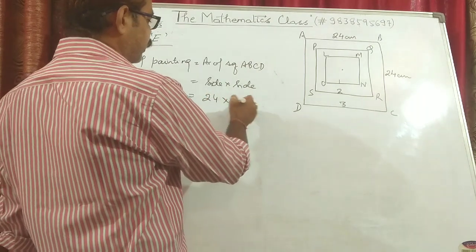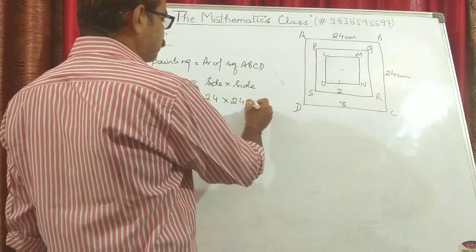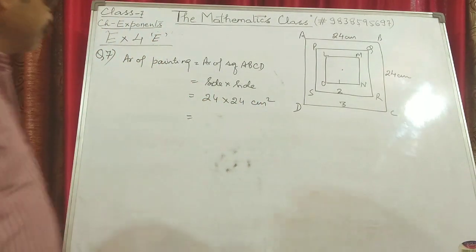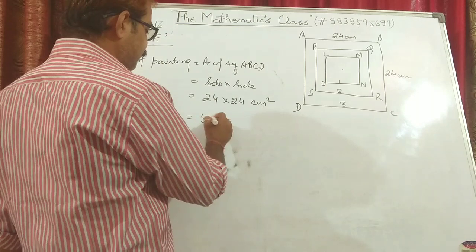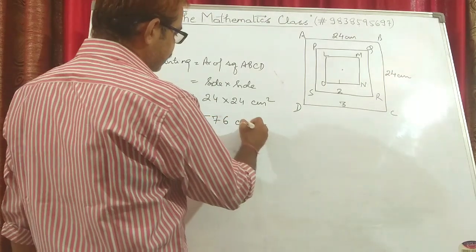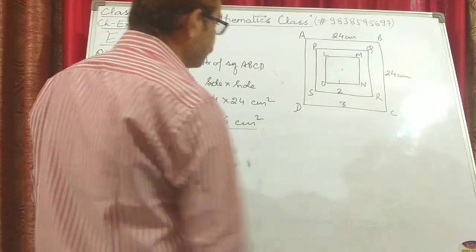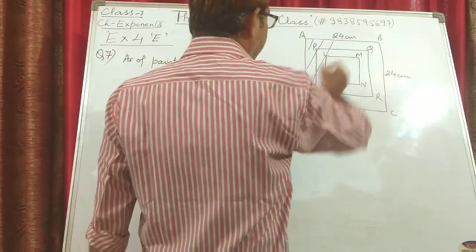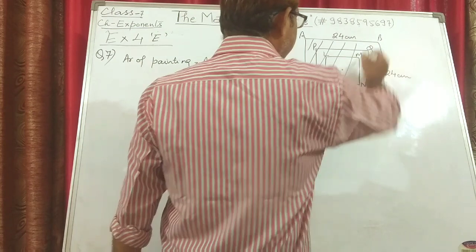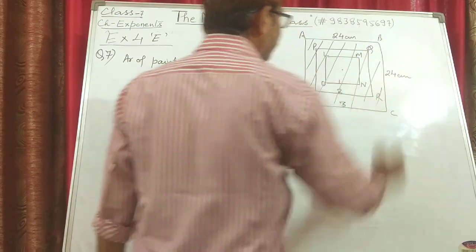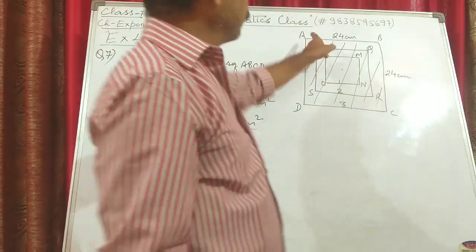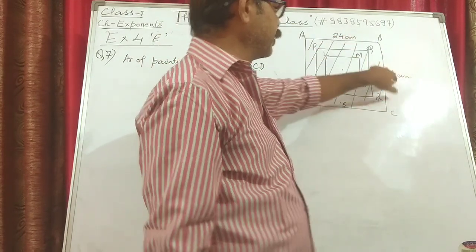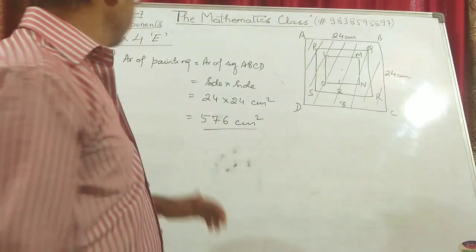24. 24 into 24, centimeter into centimeter is centimeter square. Now 24 into 24, when you multiply, you will get 576 centimeter square. So that is the area of the painting. Means you have to calculate this whole area. Whole area will be simply calculated by finding the area of this square ABCD. So length and breadth both are equal. 24 into 24, that is 576 centimeters square.